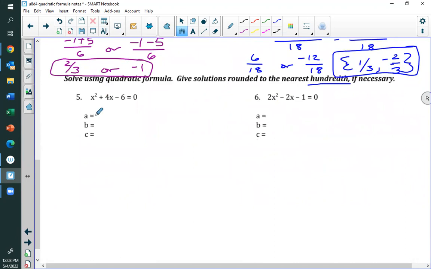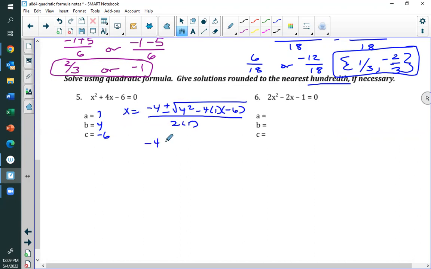I'm still going to do the same exact procedure. A equals 1, B equals 4, C equals -6. So I'm just going to plug this all in, right? X equals -4 plus or minus the square root of B squared minus 4 times A times C, and it's all over 2A. Every single time, that's what I'm doing. Okay. X equals -4 plus or minus the square root of, this is 16. -4 times -6 is positive 24. So plus 24 under there. And it's all over 2.